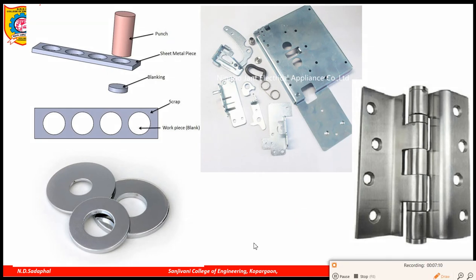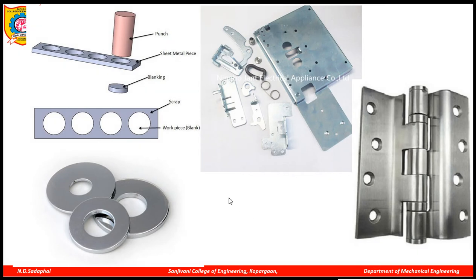Then next you can see different operations are shown. Washers are shown here. From the washer, at the center, a portion of metal sheet is removed, so it is a punching operation. Then a door hinge is there, here also a punching operation is shown.